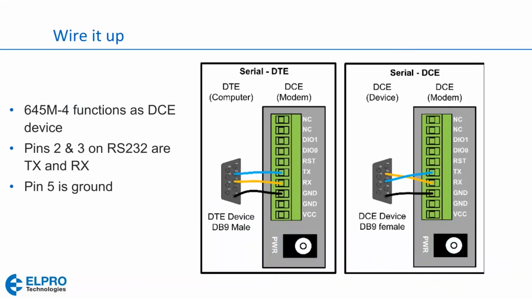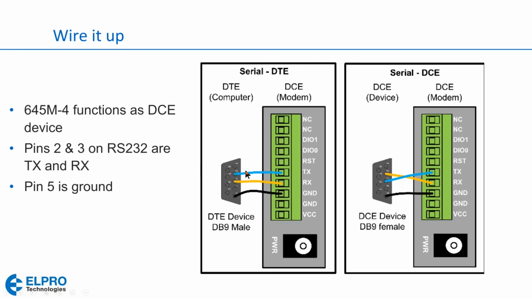The 645M-4 functions as a DCE device, so we may have to wire it differently depending on the external device that we want to connect. The 115S device, I believe it's also a DCE, so I believe we would need to wire it in that fashion. That's one point I didn't actually double check recently. I can't remember exactly how I wired it up, but we do need to double check it.